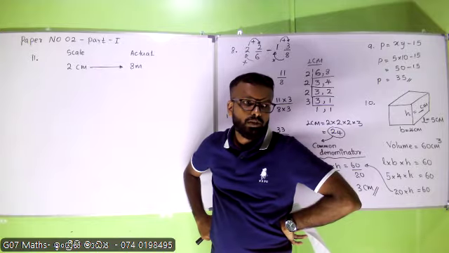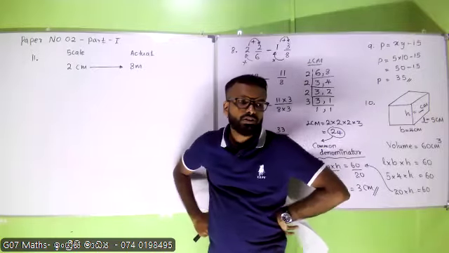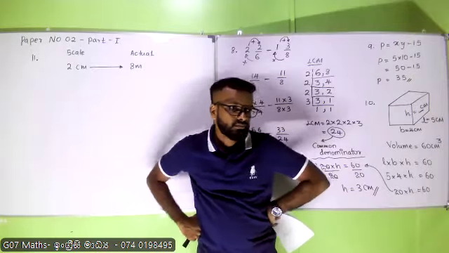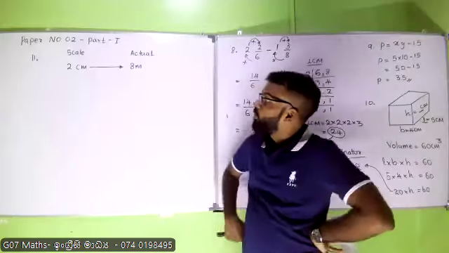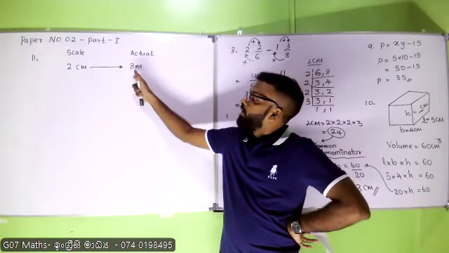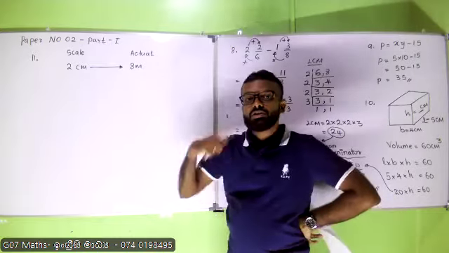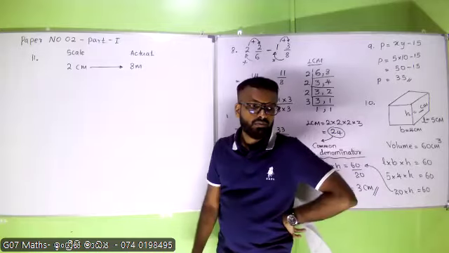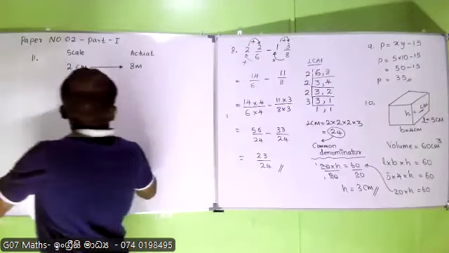What is the relationship between meters and centimeters? 1 meter equals 100 centimeters. So, if 1 meter equals 100 centimeters, then 8 meters equals what? 800 centimeters. Correct.